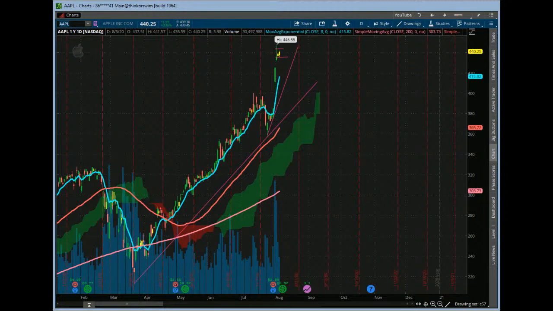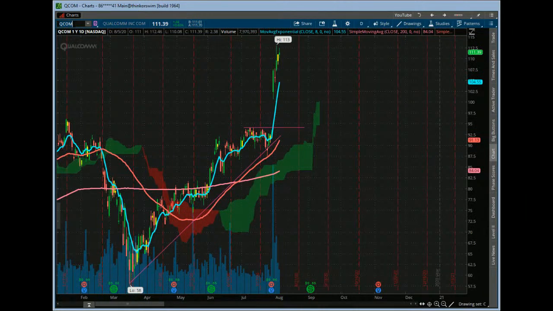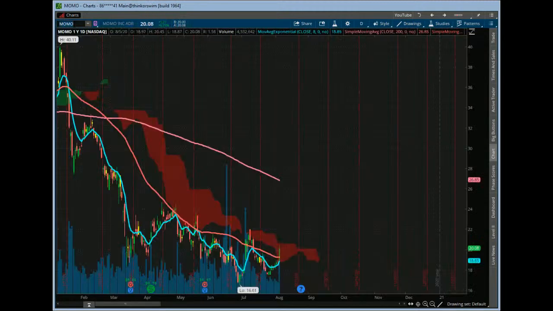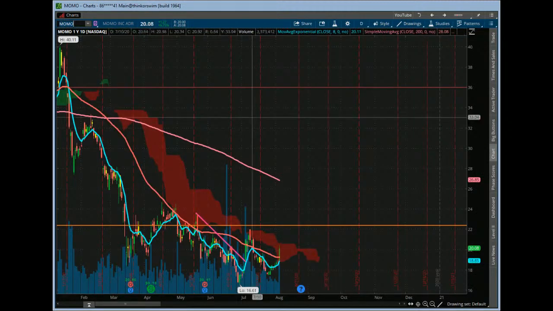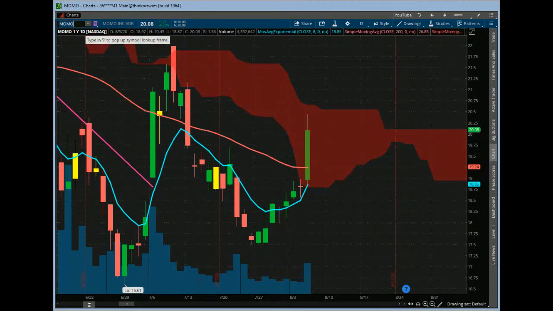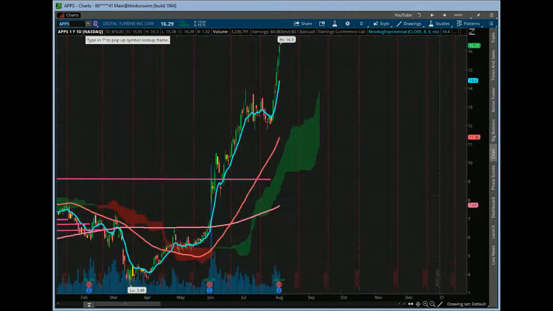Apple again, double inside day. Really interested in that one. QCOM took an inside day up, left a long upper shadow on that one, so just be careful there. Jets, again, beautiful sector today, and up after hours, so very nice there. Momo, again, I don't trade this name. A lot of these China names, I just keep hands off. But a beautiful candle on that one, a little bit of an upper shadow, some volume on it, which is good.